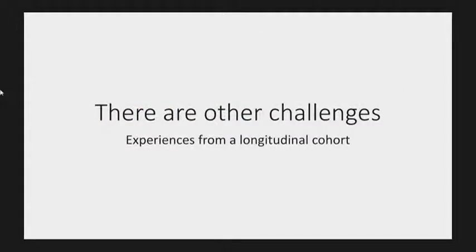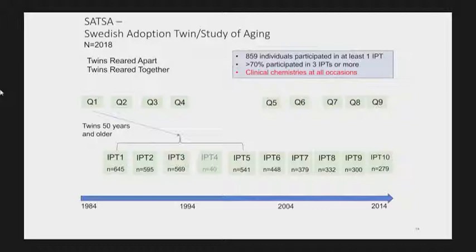Now, there are other challenges in terms of biospecimen collection, and let me share something from my own experience in what brought me to Sweden actually some 40 years ago. We were interested in a longitudinal program of aging in Swedish twins and had both questionnaires and what we call IPTs, or in-person testings. And the idea was to follow them for individual differences in health. We had clinical chemistries, hence we had blood at least collected on the individuals at all occasions.